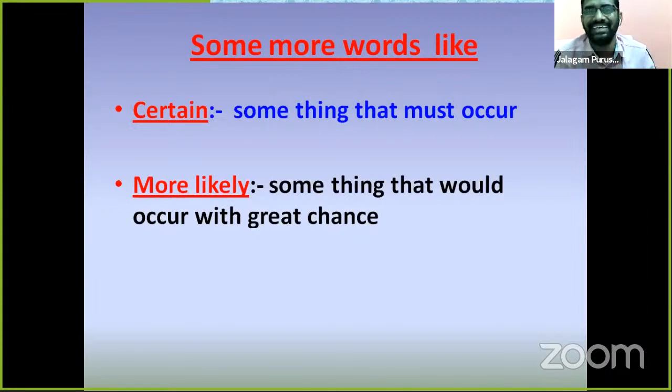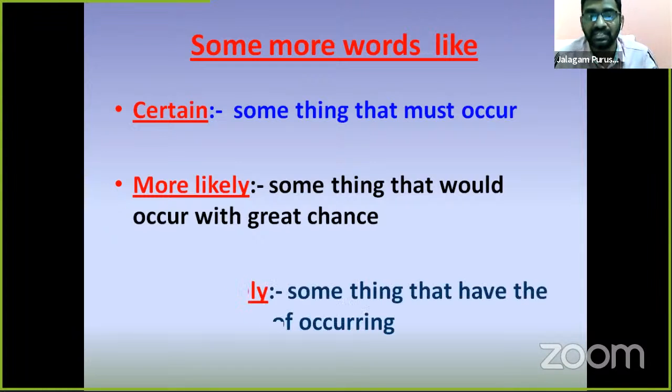And more likely: something that would occur with a great chance. So it is possible with a great chance. The first one is certain. These words are related to probability. Certain, more likely: something that would occur with a great chance.